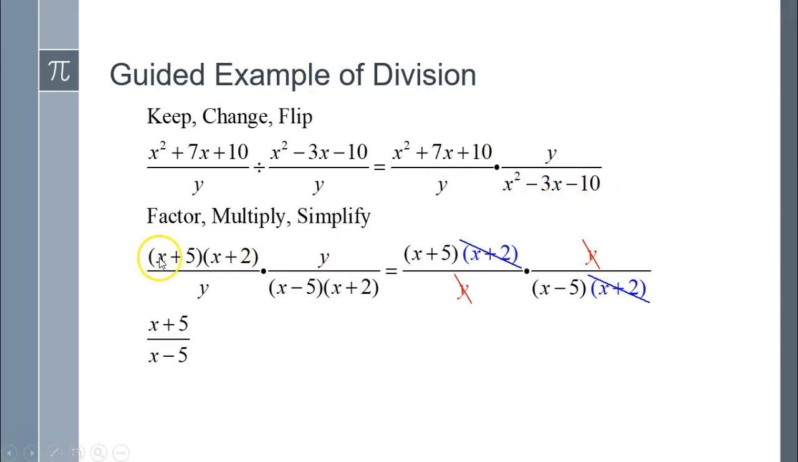So x plus 5 times x plus 2 is the factoring of the top of that first fraction. x minus 5 times x plus 2 is the bottom of the second fraction. The y is fully factored. And so I have a y and a y, and here I reduced before I multiplied, because it doesn't matter if I just scribble out this multiplication sign and put the fraction line in, it's the same thing. x plus 2 over x plus 2 reduces to a 1, so I have an x plus 5 divided by an x minus 5.